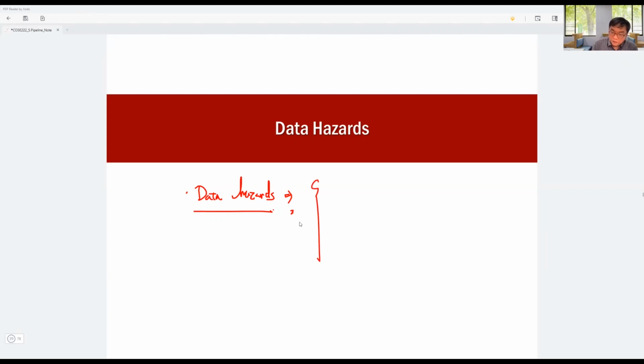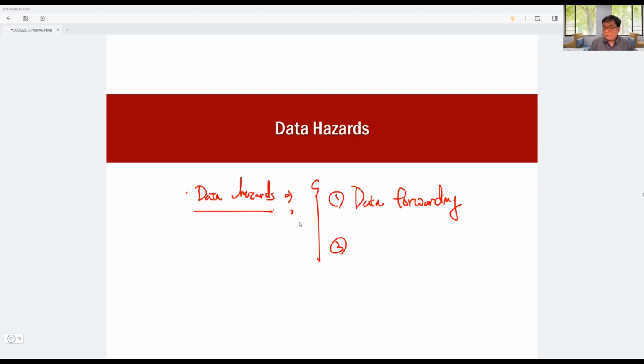Actually, in the previous class, we learned how to handle data hazards in the pipeline architecture. The first solution is data forwarding. With data forwarding, we can deliver the data to the required datapath element at the required timing. That's data forwarding.